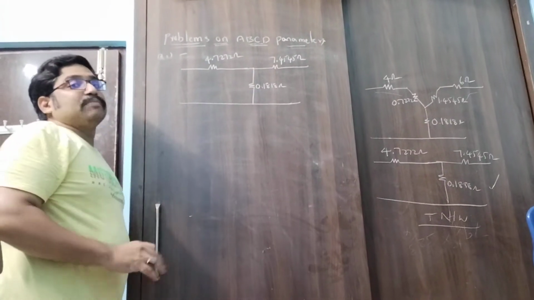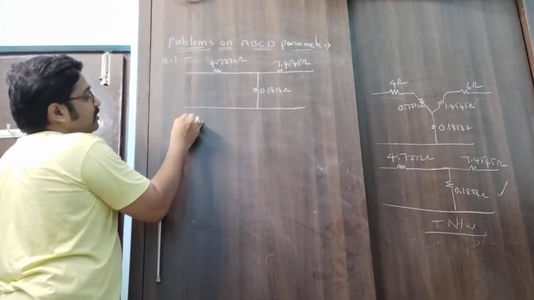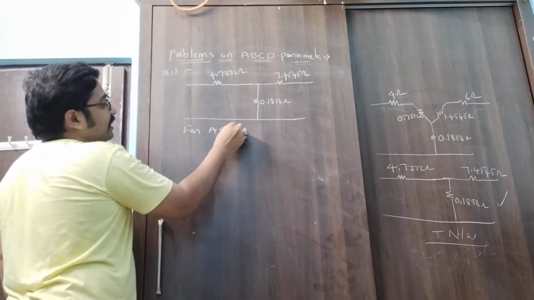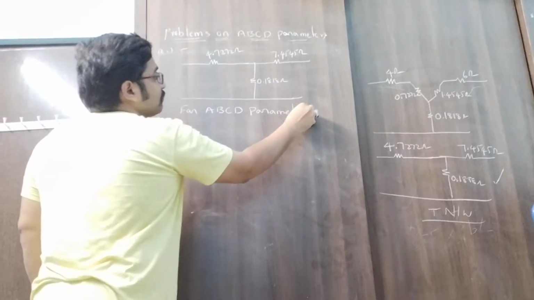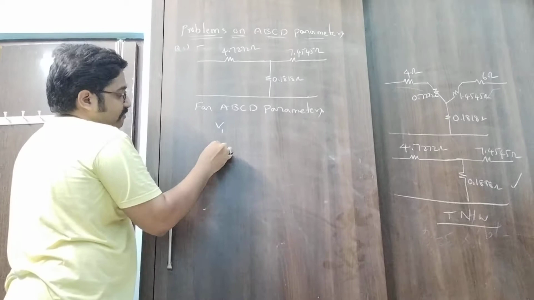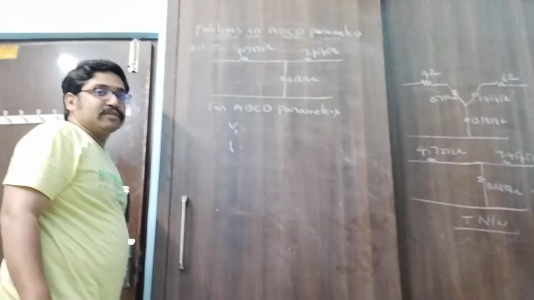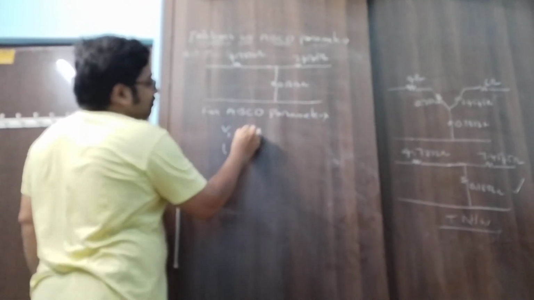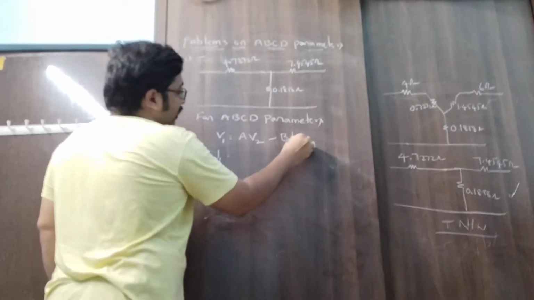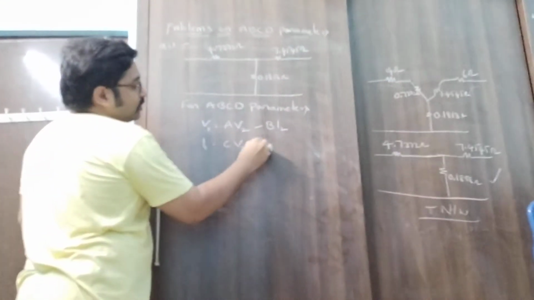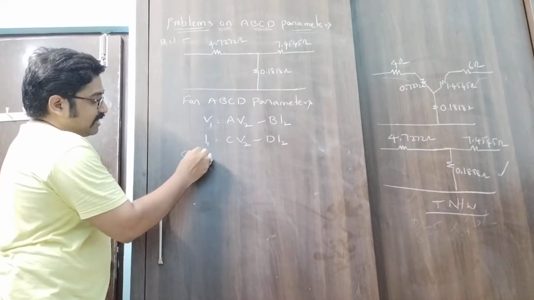So what are the ABCD parameters? We need to solve the problem on ABCD parameters now. For ABCD parameters, V1 and I1 will be the dependent variables, and V2 and I2 will be the independent variables. Now V1 is nothing but A into V2 minus B into I2, and I1 is nothing but C into V2 minus D into I2. So let's start with case 1.